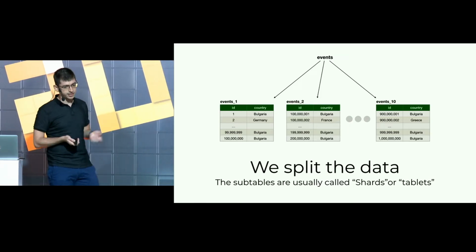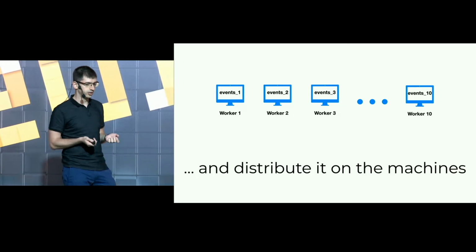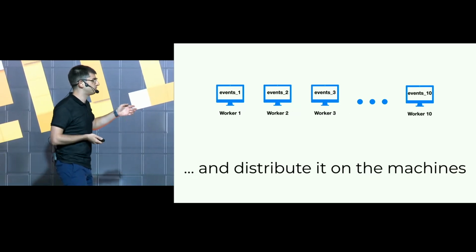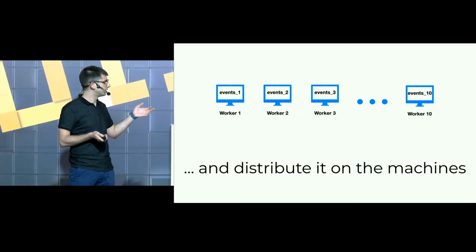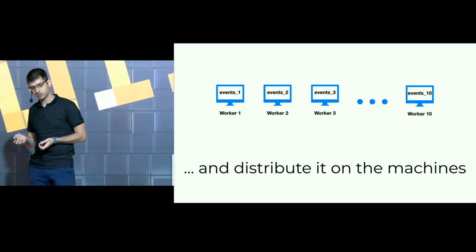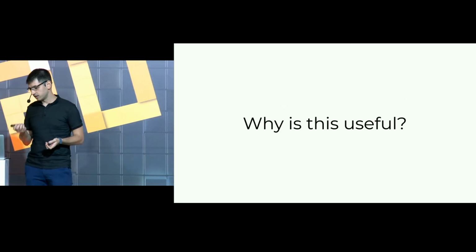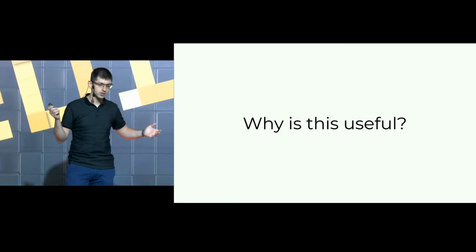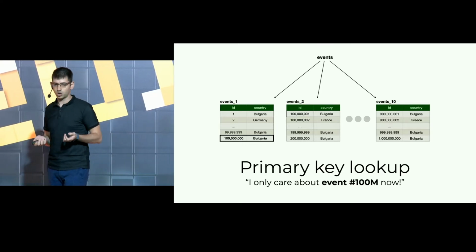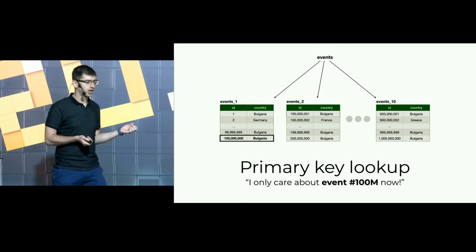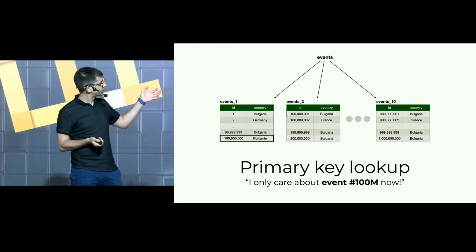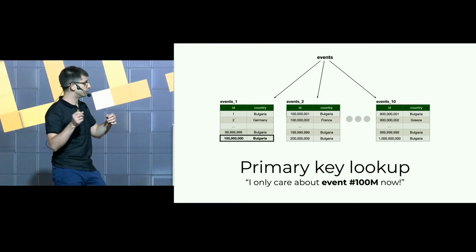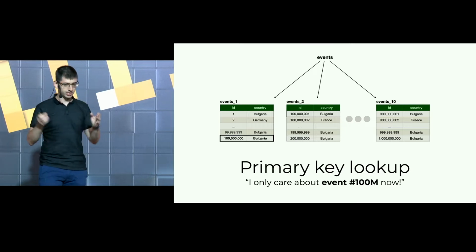Okay, so we split the data. Then we take 10 worker machines and put each partition, each shard, on one of the machines. So that's pretty cool. Why is it good beyond the fact that we can store more data? Well, it's easy, for example, to do something like a primary key lookup. Okay, so we have this 1 billion events, but right now I only care about event number 100 million. So I want to read the content of this event.